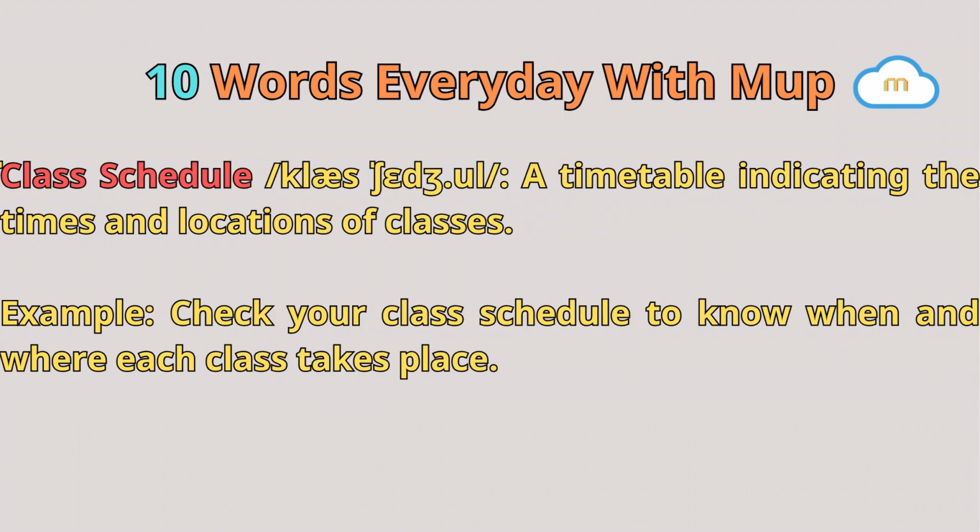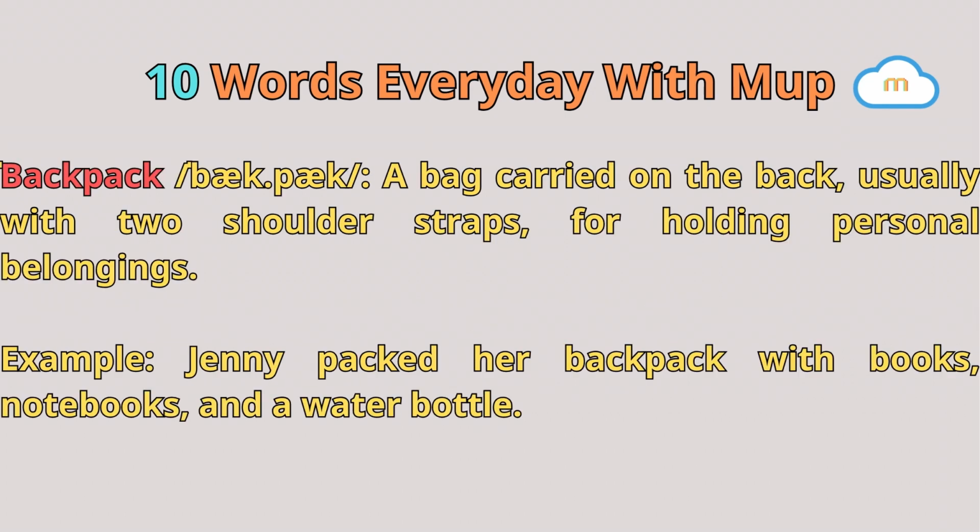Class schedule. Definition, a timetable indicating the times and locations of classes. Example, check your class schedule to know when and where each class takes place. Backpack. Definition, a bag carried on the back, usually with 2 shoulder straps, for holding personal belongings. Example, Jenny packed her backpack with books, notebooks, and a water bottle.